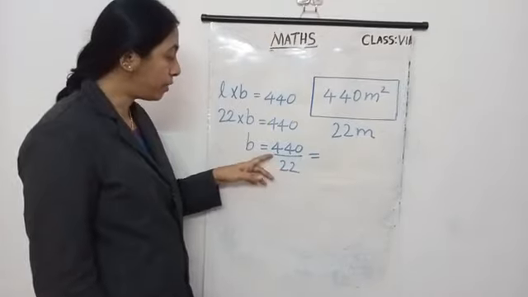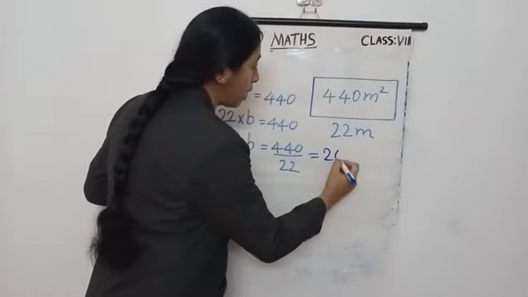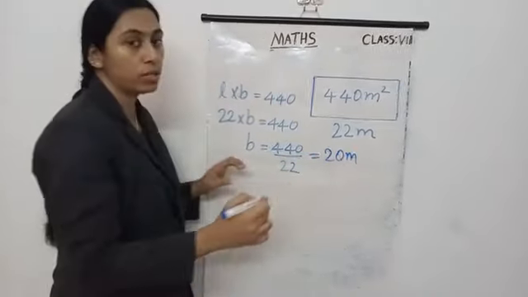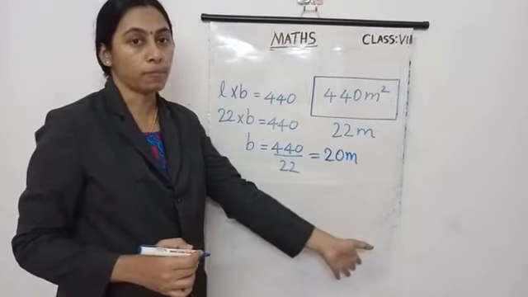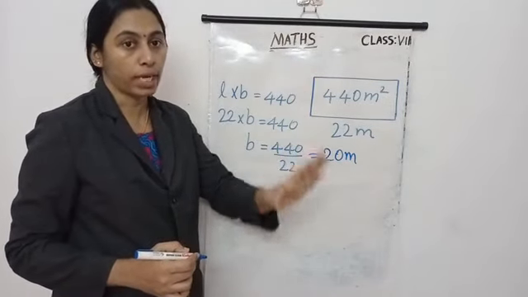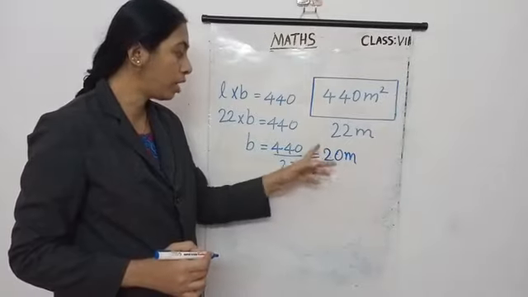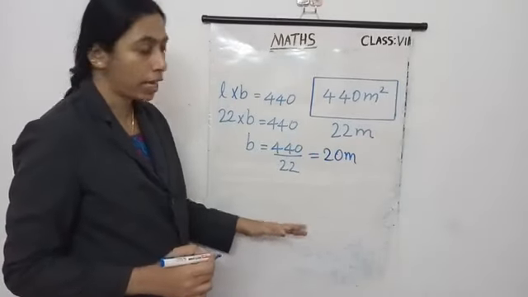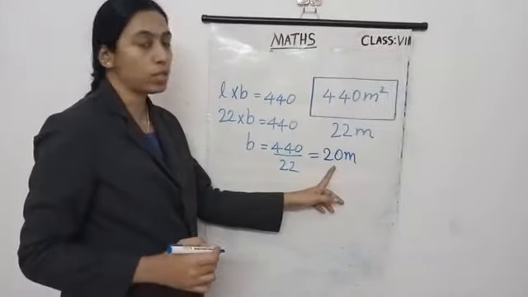So after division we get breadth as 20 meters. Please do the division in your workspace. Pause the video, then do the division. After that, continue watching this video. Okay, so we get breadth as 20 meter.